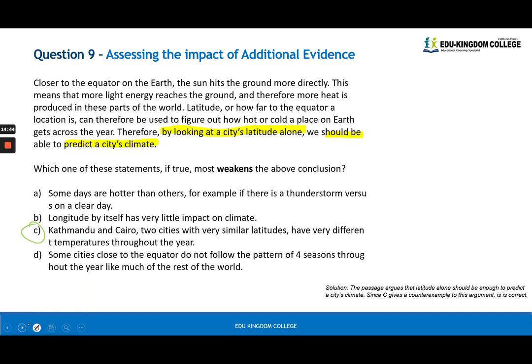C. Kathmandu and Cairo, 2 cities with very similar latitudes, have very different temperatures throughout the year. So we cannot predict climate from latitude alone. Okay, it is a counterexample to the main argument, so it is the best one that weakens the conclusion.